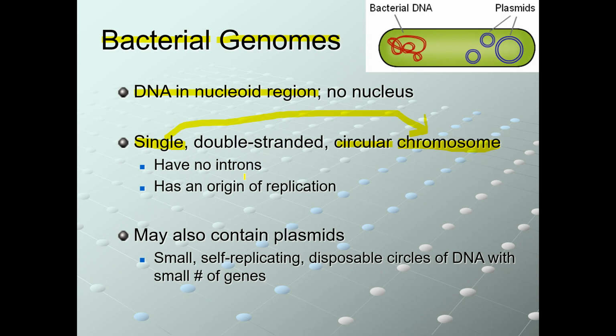Now, in our cells, in our DNA, we have those non-coding regions called introns. Bacteria really don't have a lot of these. Pretty much the information that they have is going to contain important information.